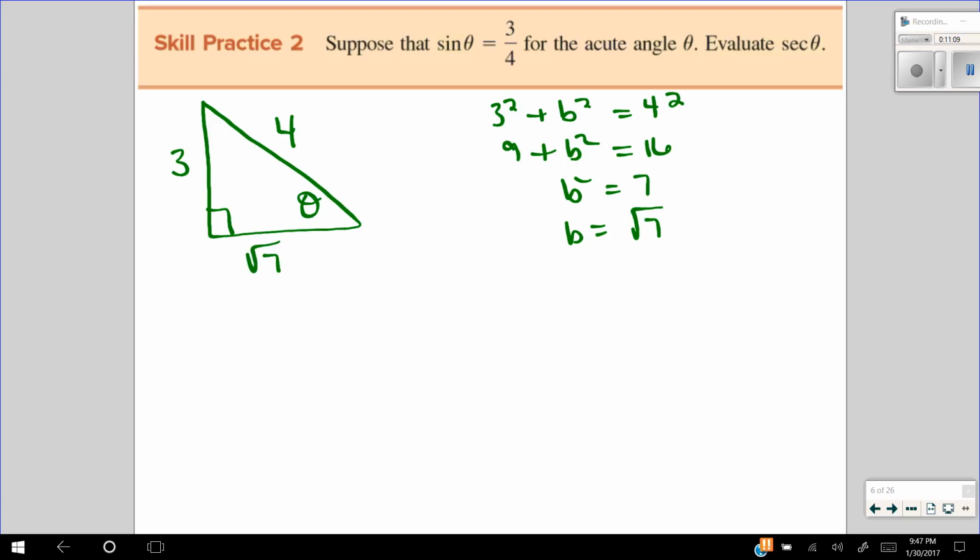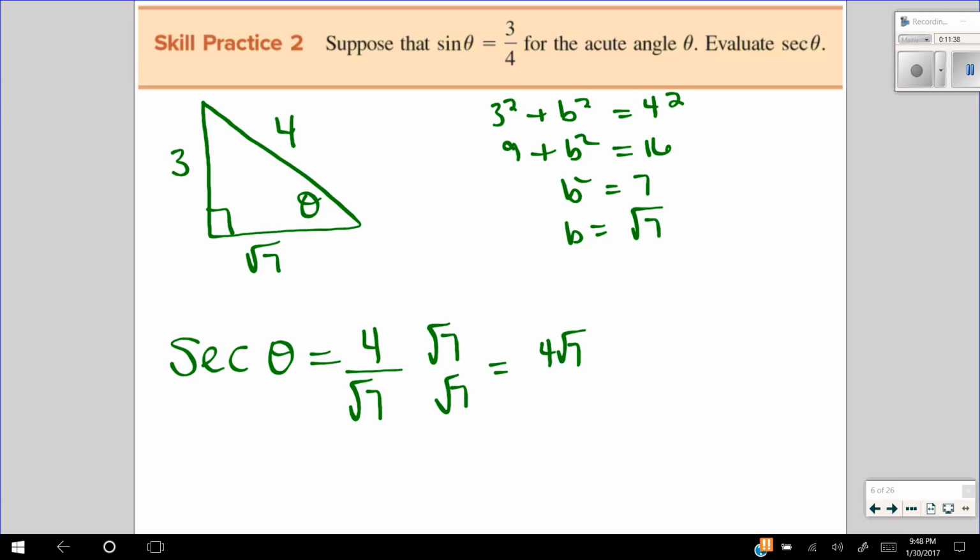Okay, cool. So what does that mean? The secant of theta is the reciprocal of cosine. So if cosine is adjacent over hypotenuse, then secant is the hypotenuse, 4, over the adjacent, square root of 7. Okay, so you can leave it like that, or you can rationalize it, 4 root 7 over 7. Either or. Okay?